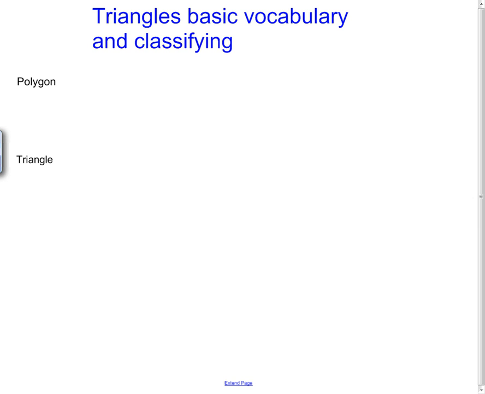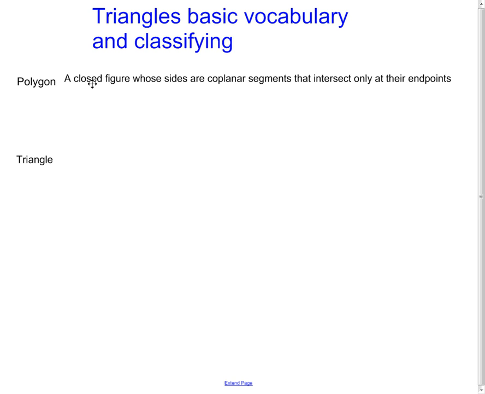First, I want to talk about something besides a triangle, which is a more general term called the polygon. A polygon, you may have heard of this before, and you might not have seen this definition, is a closed figure whose sides are segments that intersect at their endpoints. So here are some polygons.